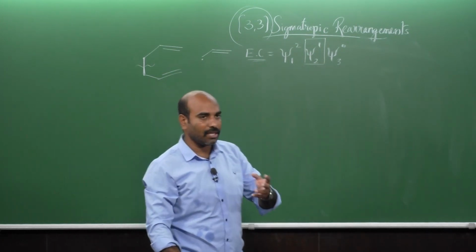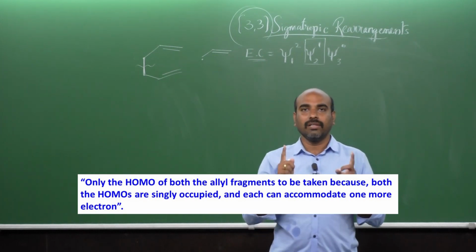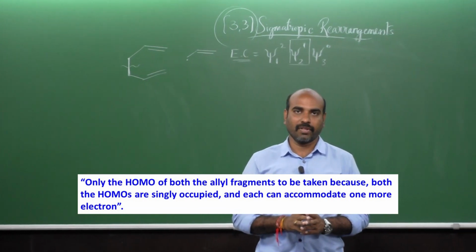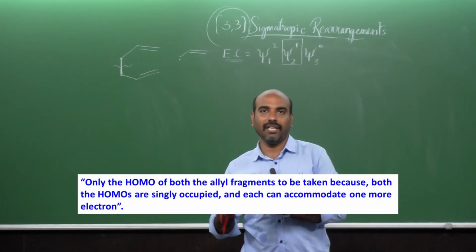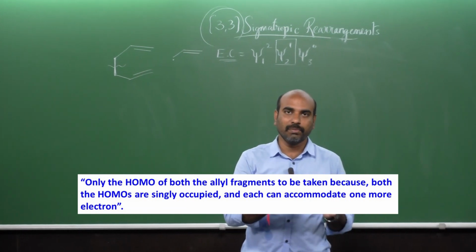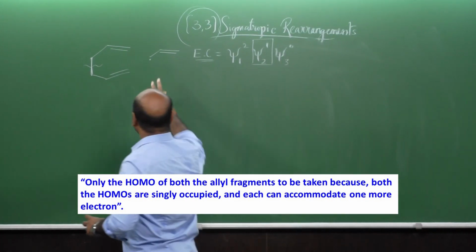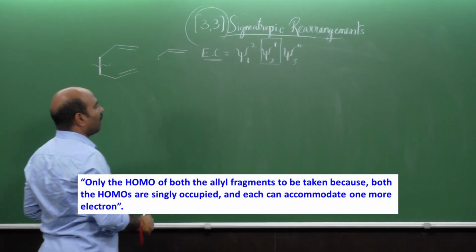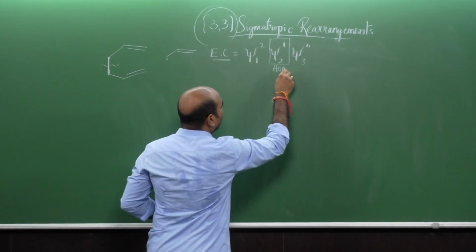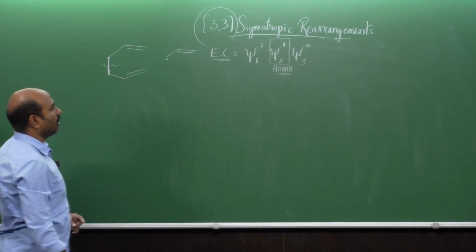One more important thing you need to notice here is that we have to select the HOMO molecular orbital only in both the allyl systems. We need not consider any LUMO molecular orbital, right? So the HOMO should be selected from both the partners. What are the partners? Two allyl radical systems are the partners, and in both cases you have to choose the HOMO molecular orbital only. So how would it look?